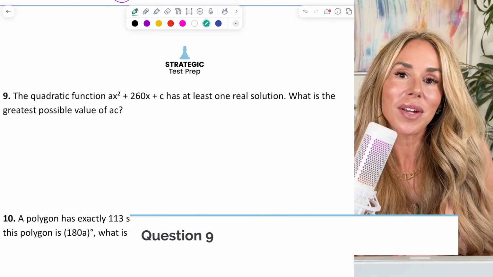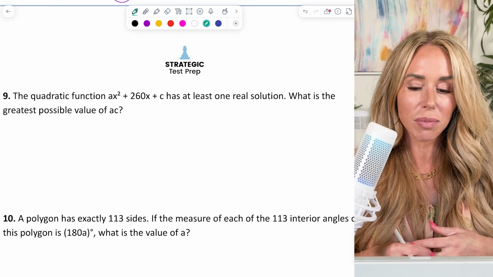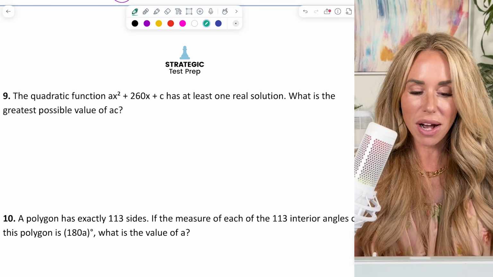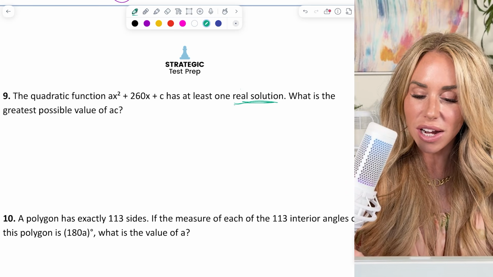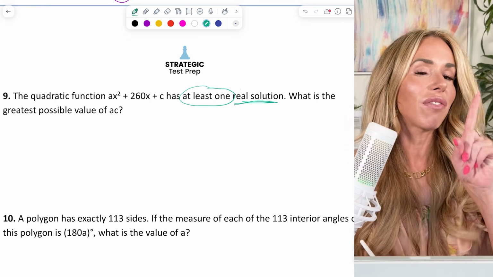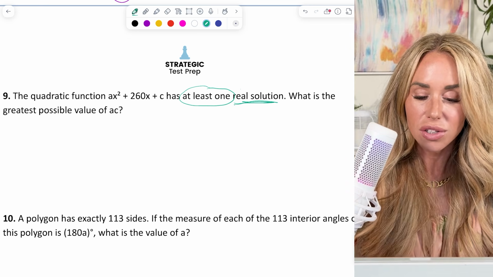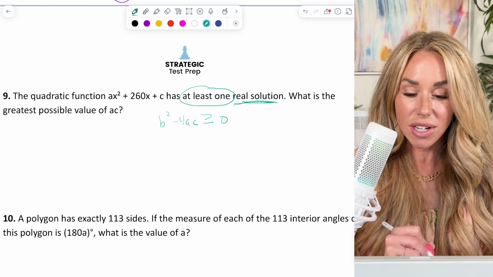All right, let's talk about number 9. We have the quadratic function ax squared plus 260x plus c has at least one real solution. What is the greatest possible value of AC? When I see them talk about real solutions, I know we need to use the discriminant. And if it has at least one, it's got to be at least equal to 0 or greater. So that means b squared minus 4ac is going to be greater than or equal to 0.